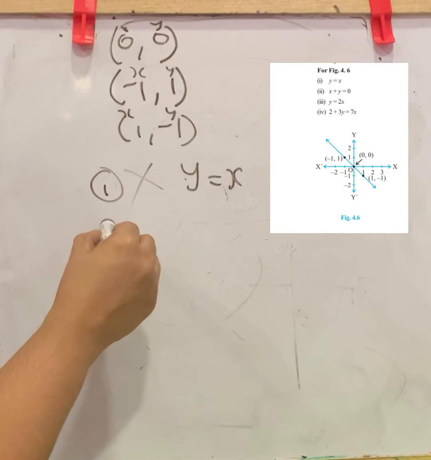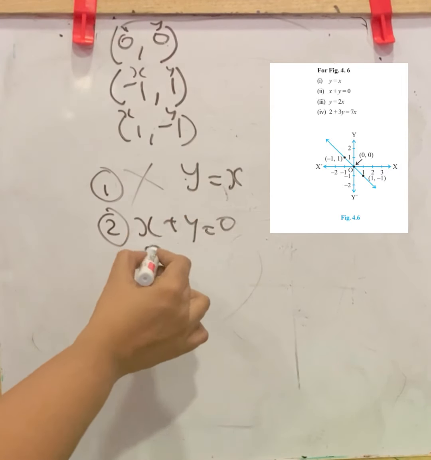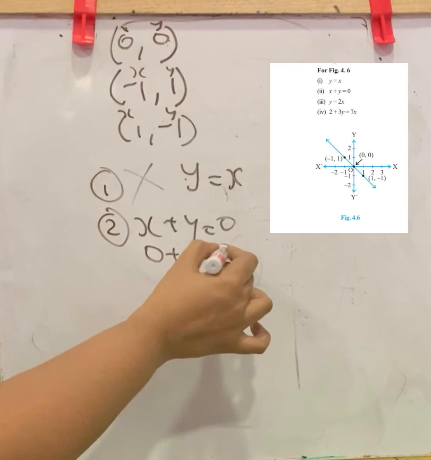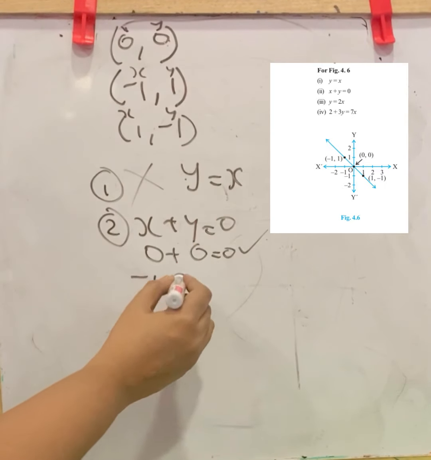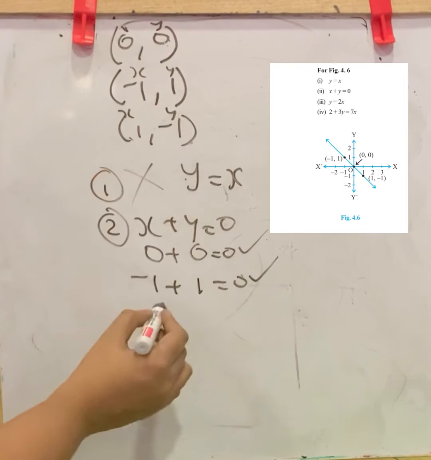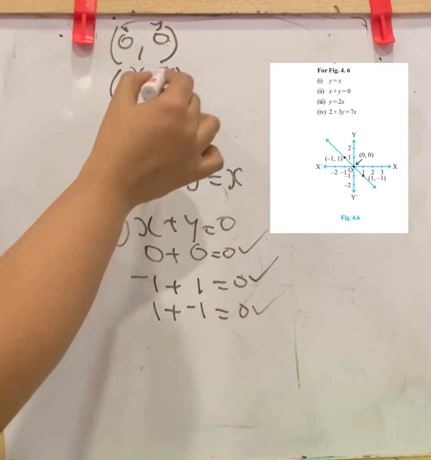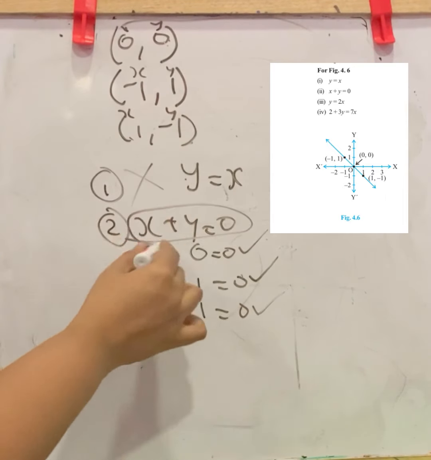Second one, x plus y equal to 0. Let us substitute values. 0 plus 0 equal to 0, yes, correct. Negative 1 plus 1 equal to 0, yes, RHS is correct. Next is 1 plus negative 1 equal to 0, yes, again RHS is correct. So all the three satisfy this equation.